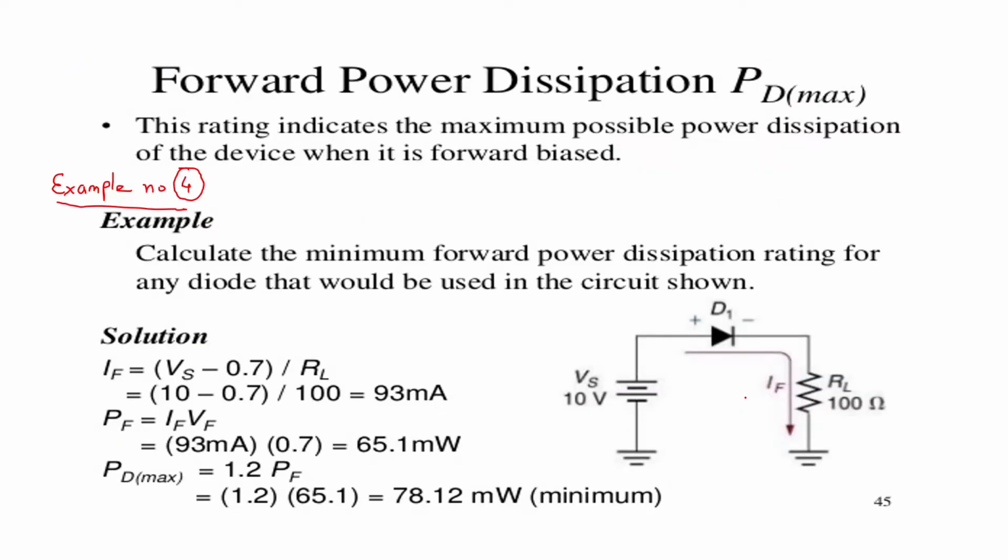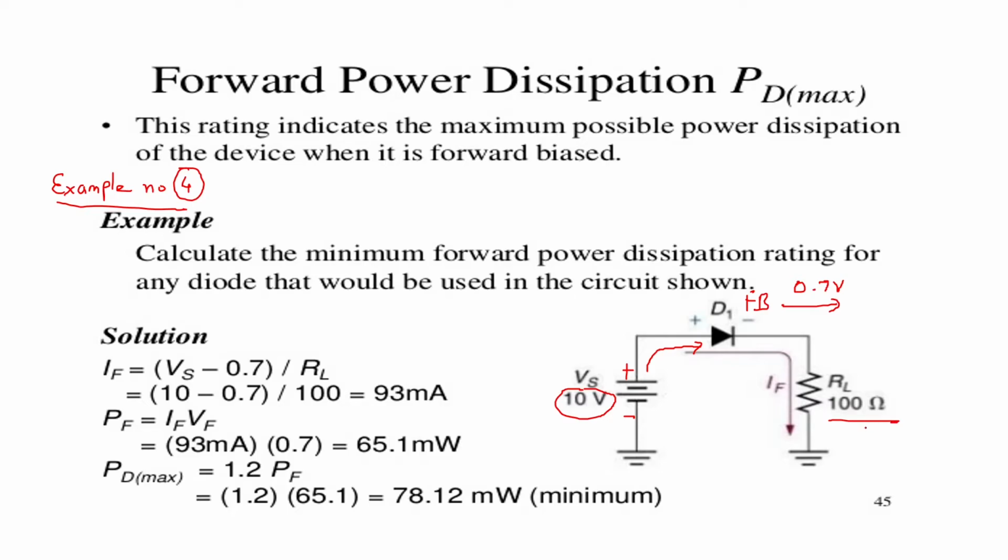This problem is based on power dissipation. So example number 4 says: calculate the minimum forward power dissipation rating for any diode that would be used in the circuit. Here in the circuit we see that the applied voltage is around 10 volt. This is positive, this is negative. So positive is connected to the anode of the diode. That means the diode is forward bias, and the voltage across the diode when it is forward bias, practically, we can take as 0.7 volt because it is the overcoming potential barrier. And here we see that the load resistance RL is around 100 ohms.